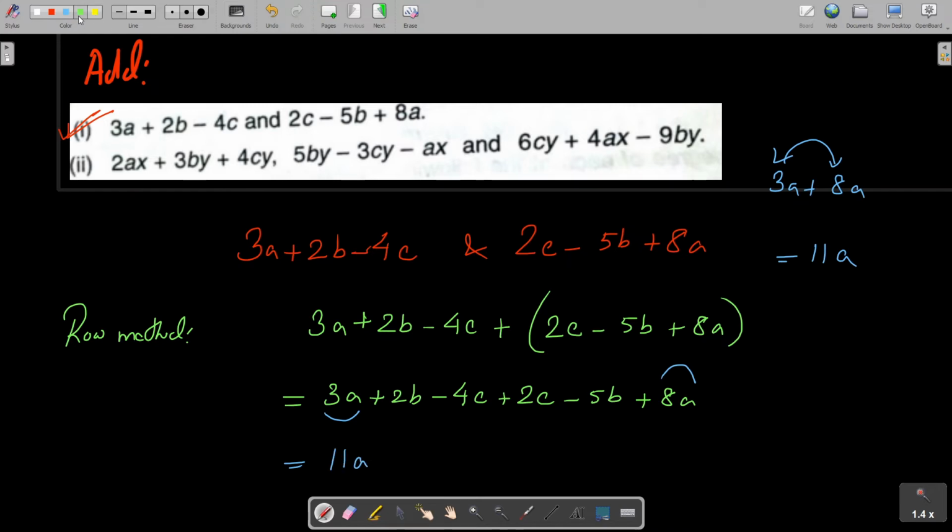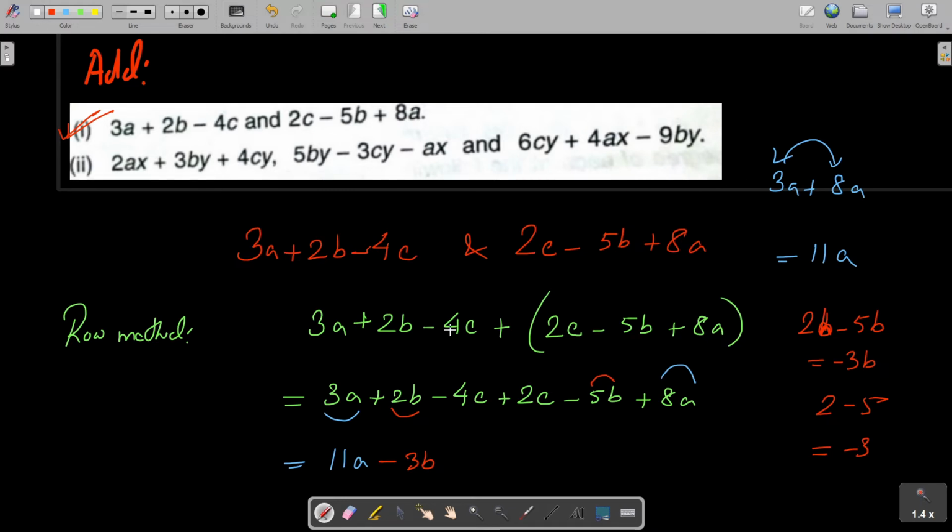Now let's look at the next variable. Next we have 2b and here we have minus 5b. Now what can we do? So we have 2 minus 5. Just like in arithmetic, what's the answer of 2 minus 5? It is minus 3. So here we will write minus 3. Okay, my bad, it should have been b. Yeah, it will be minus 3b. So we will write minus 3b.